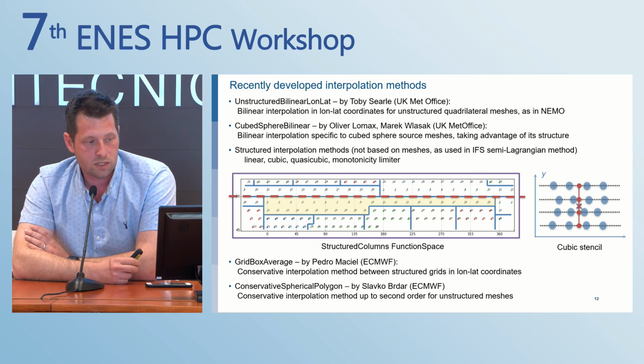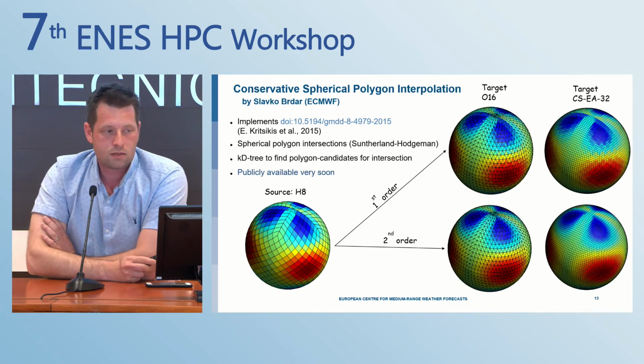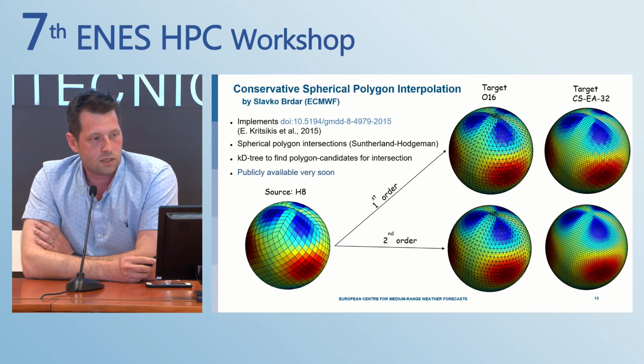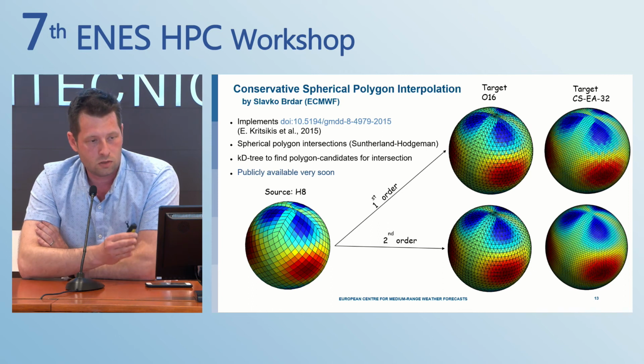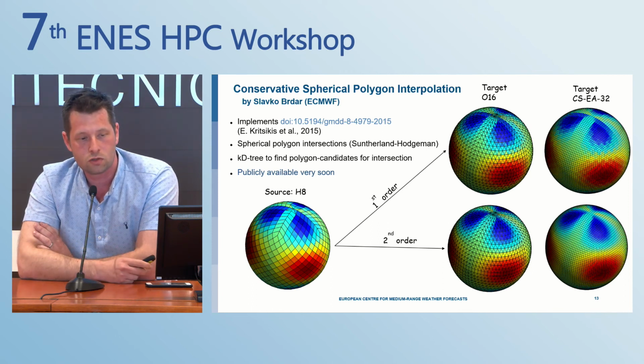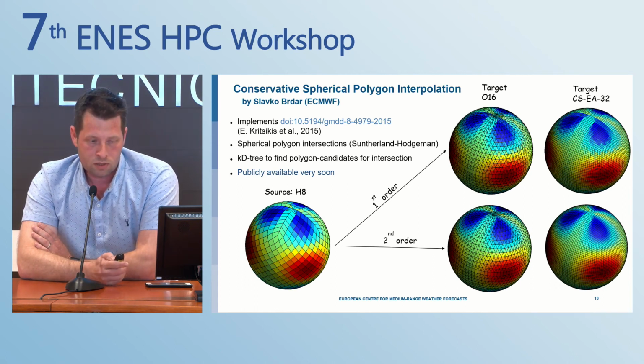Further, we also have the gridbox average method, which is a conservative interpolation method between structured grids in longitude-latitude coordinates. There's a conservative spherical polygon method, and I will talk about this now. So this is based on an article by Kritsikis in 2015, and it works by intersecting spherical polygons from a source mesh and a target mesh, and a KDTree will find the optimal polygon. And this is already working. You see, for instance, here from a HEALPix mesh to an octahedral Gaussian mesh, or one of those cubed-sphere meshes. And there's a first order and second order implemented, and this will be publicly available very soon. The monotonicity is, however, not yet implemented.